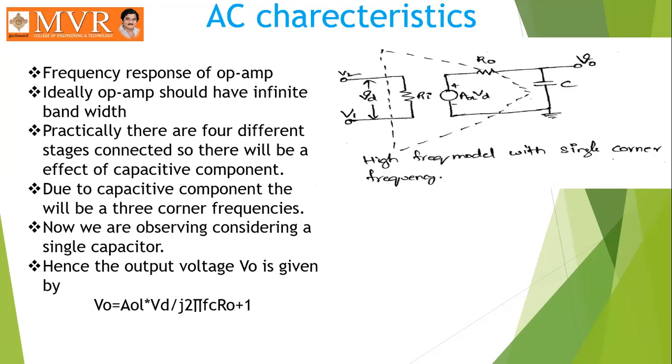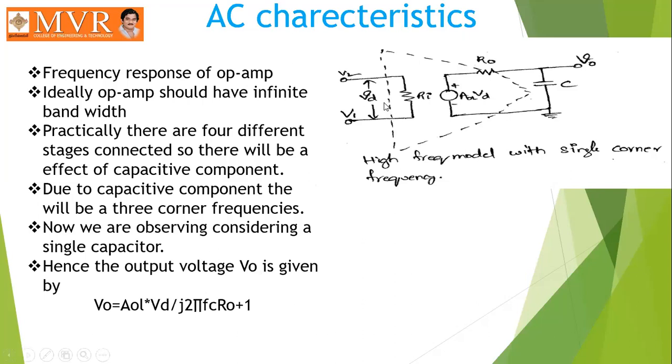First we are going to consider a single corner frequency for an operational amplifier, and observe how the gain is going to be affected and how the gain depends upon the frequency of the operational amplifier. So we are going to see that now.